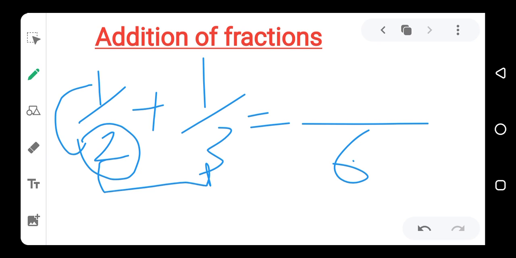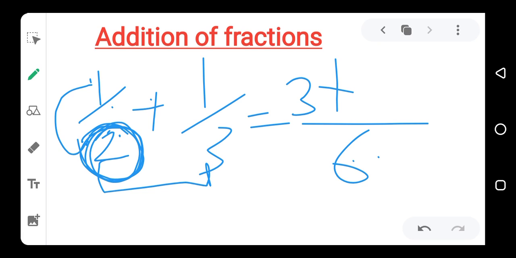So we divide it by this number. That is, we are now saying 6 divided by 2. That will give us 3. I will now say 3 times 1. It will give us 3. Now we put the plus.